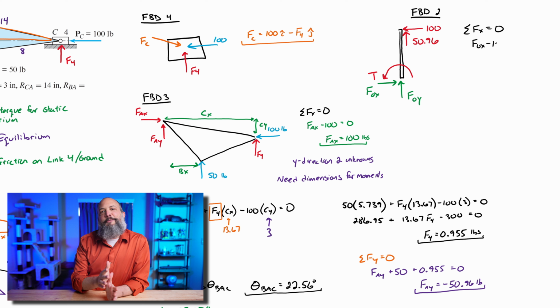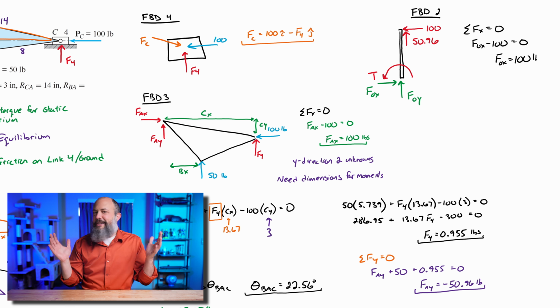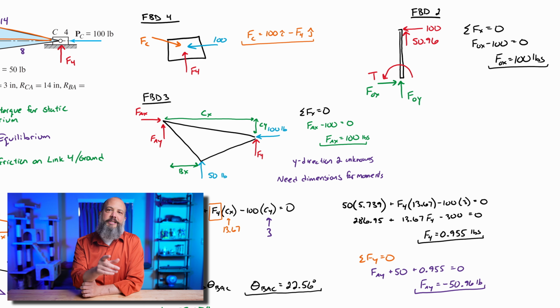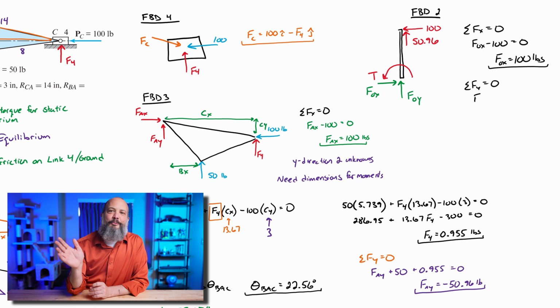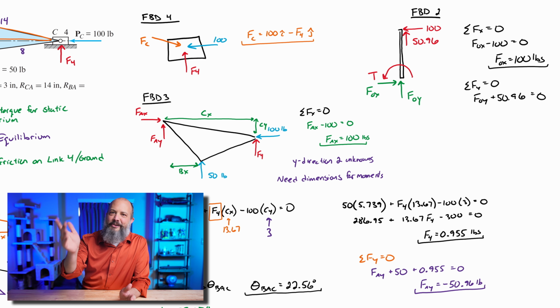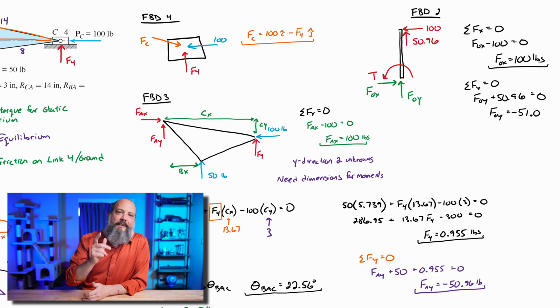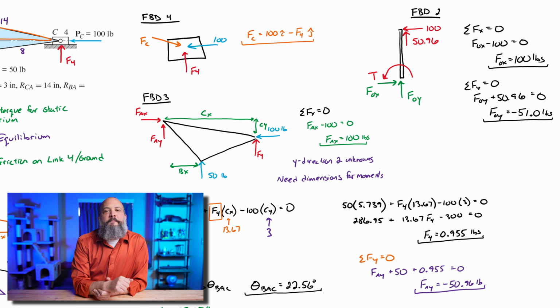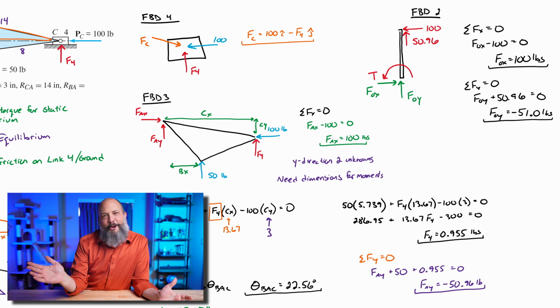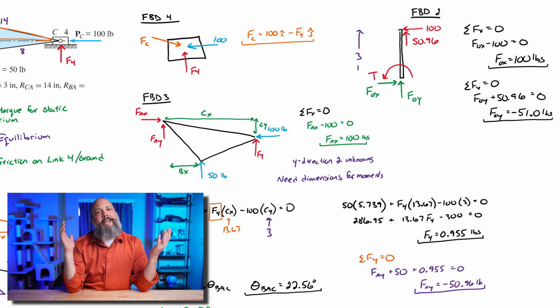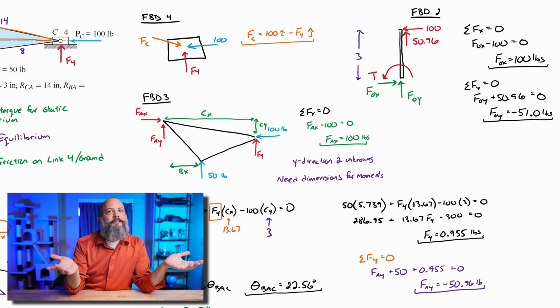Now I could just do a sum of moments to get to the final answer, but when something's easy, you might as well do it just to get some extra satisfaction out of this. Sum of forces in the x direction equals 0. So F0x minus 100, so F0x is 100 pounds. Sum of forces in the y direction equals 0. F0y plus 50.96 is 0, so F0y is negative 51 pounds. We didn't need those, but they're so easy, it would just be a shame to not solve for them, again, for the extra sense of accomplishment.